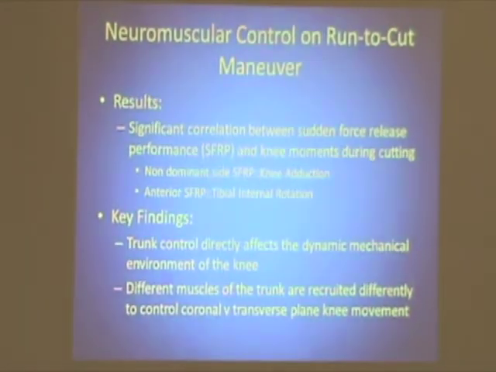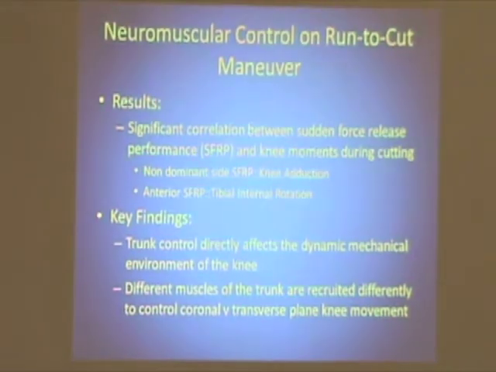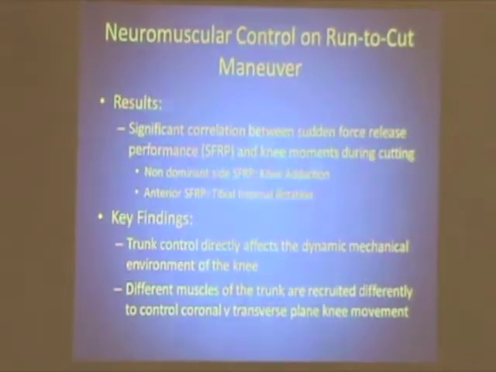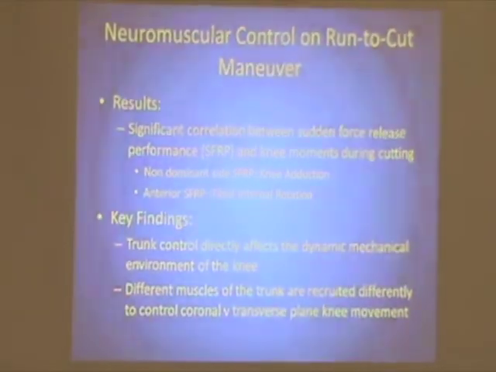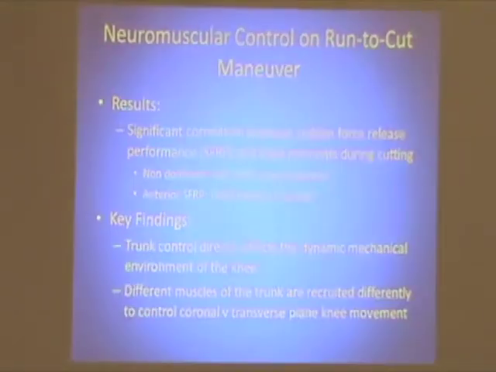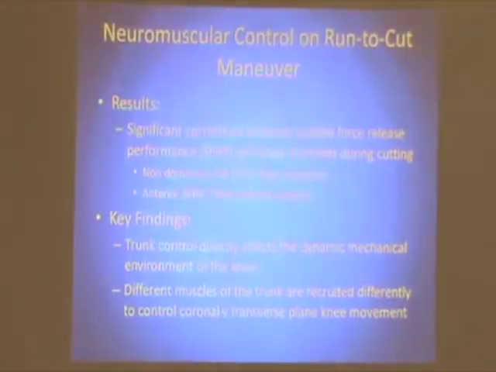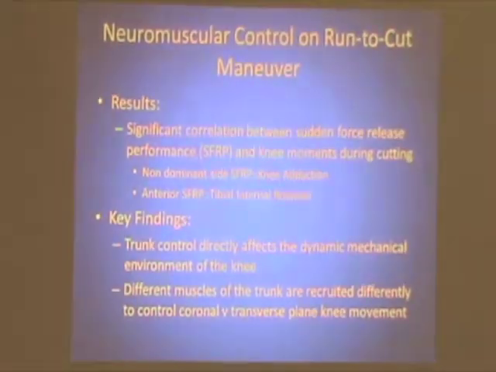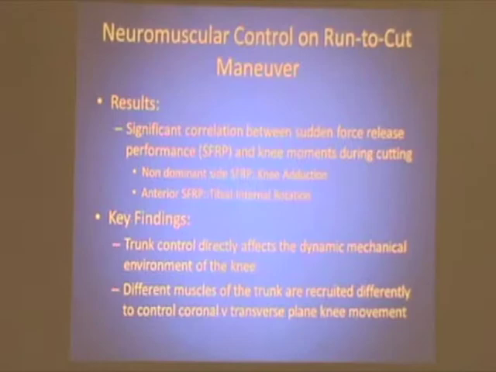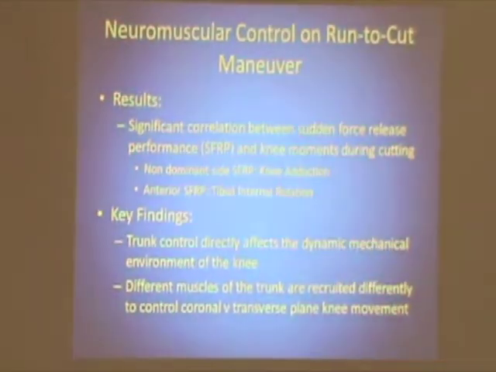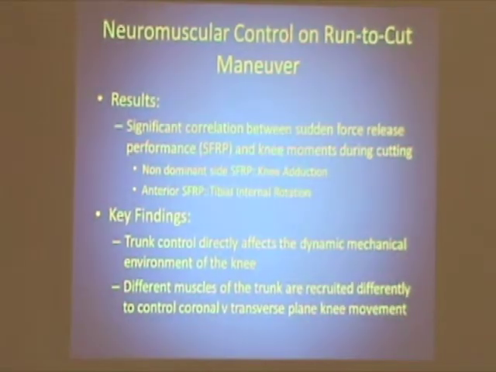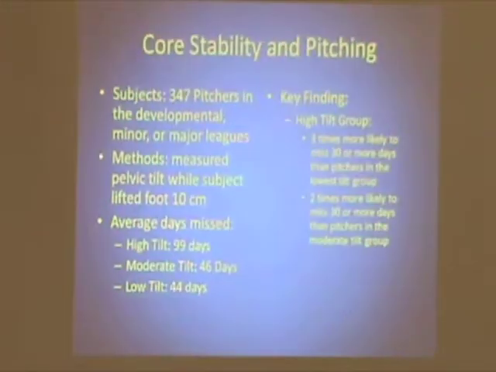So this is just that trunk control directly affects the dynamic environment of the knee, and that different muscles are recruited to control the knee motion in side-to-side or rotation. So it's not important to just train one trunk motion. What they found was the sideways one was more important with whether the knee moved sideways, and front resistance was more important on whether you were able to control the rotational moment. So you can't just train one motion to protect your lower extremities.